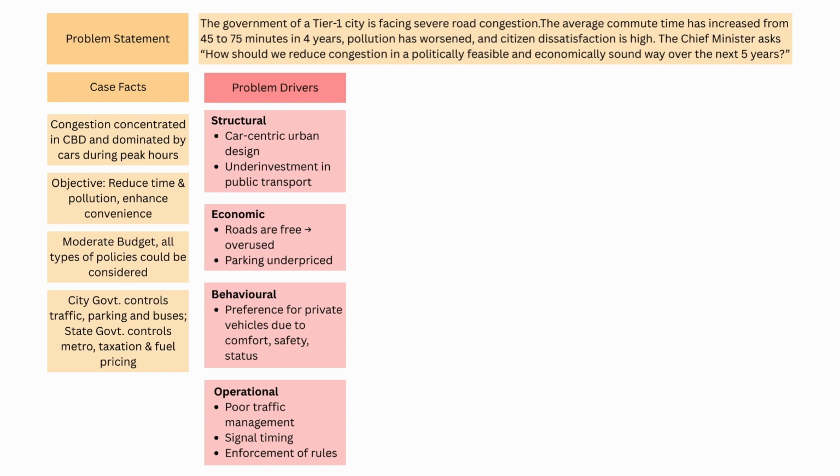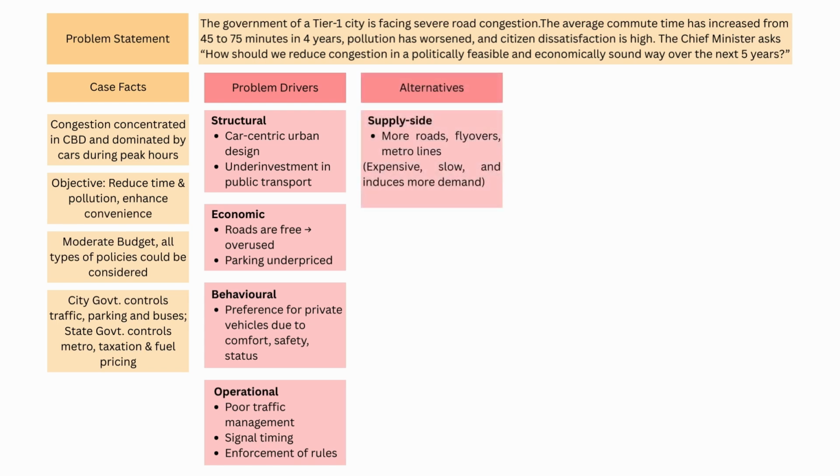With that understanding, let's evaluate the alternatives. The first option is supply side expansion: more roads, flyovers, and metro lines. While this sounds intuitive, it's extremely expensive, slow to build, and often leads to induced demand, where more road capacity actually attracts more cars and restores congestion in the long run.